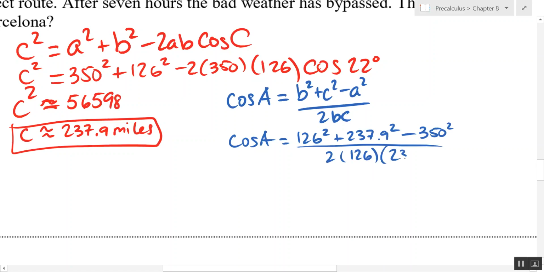And that's 237.9. Please make sure you use the answer from your calculator. Don't write 237.9 and round off. So we wind up getting, for this, a cosine of A approximately equal to negative 0.834. And the arc cosine gives us angle A is approximately equal to 146.55 degrees.